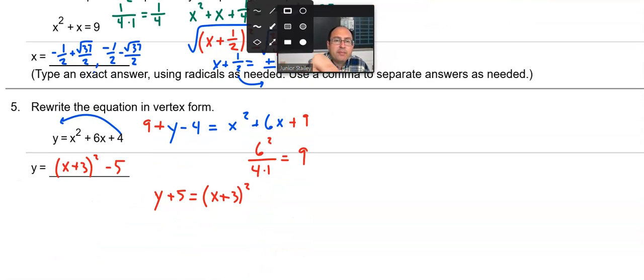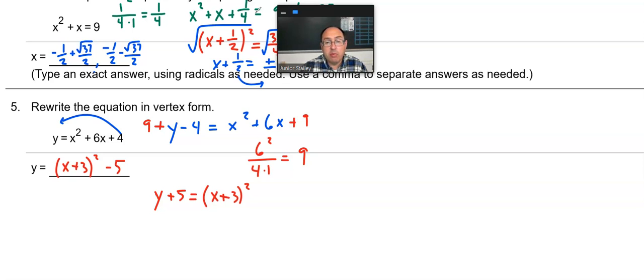Question 5. Rewrite in vertex form. Okay, so this is a slightly different type of problem. We're still going to use the completing the square process for this. So you see that I moved the 4 over to the other side. Just kind of moved it out of my way so it wasn't distracting me.